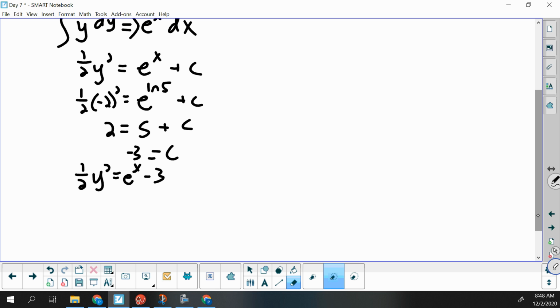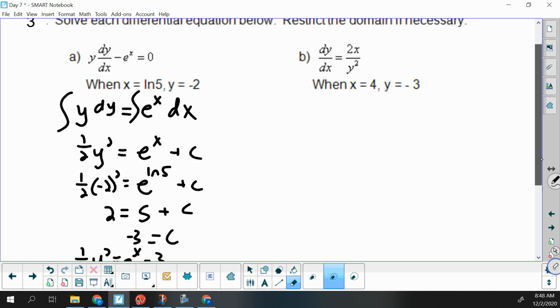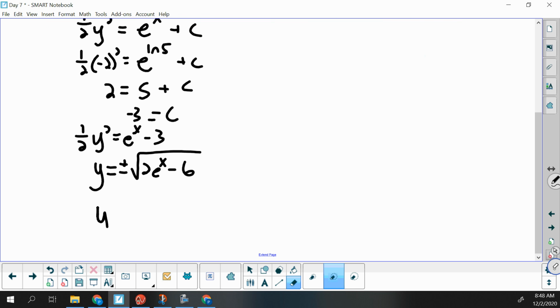We'll multiply a 2 over and take the square root, and we'll have y is equal to plus minus the square root of 2e to the x minus 6. We resolve our plus minus with our initial condition. Our initial condition had a negative y value. So we would want y equals minus the square root of 2e to the x minus 6.